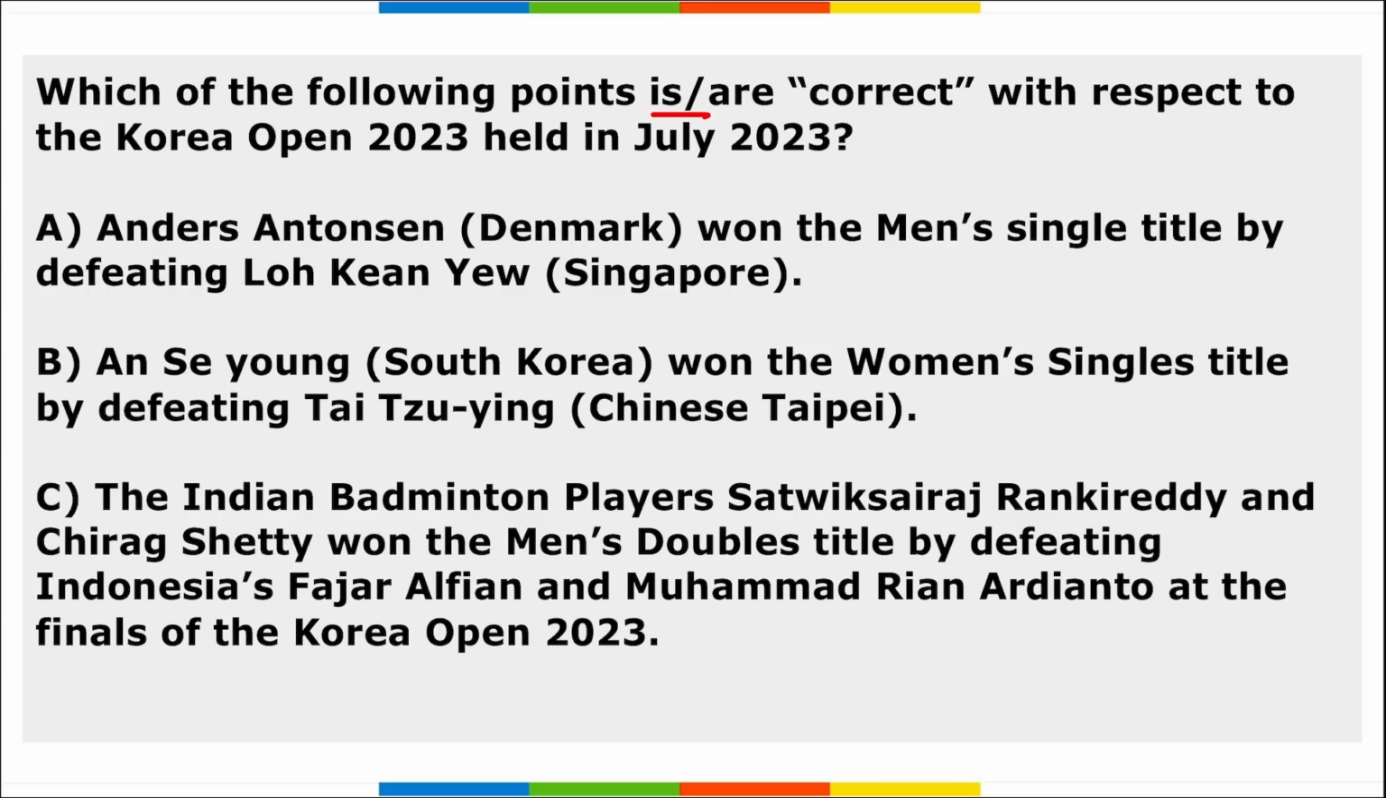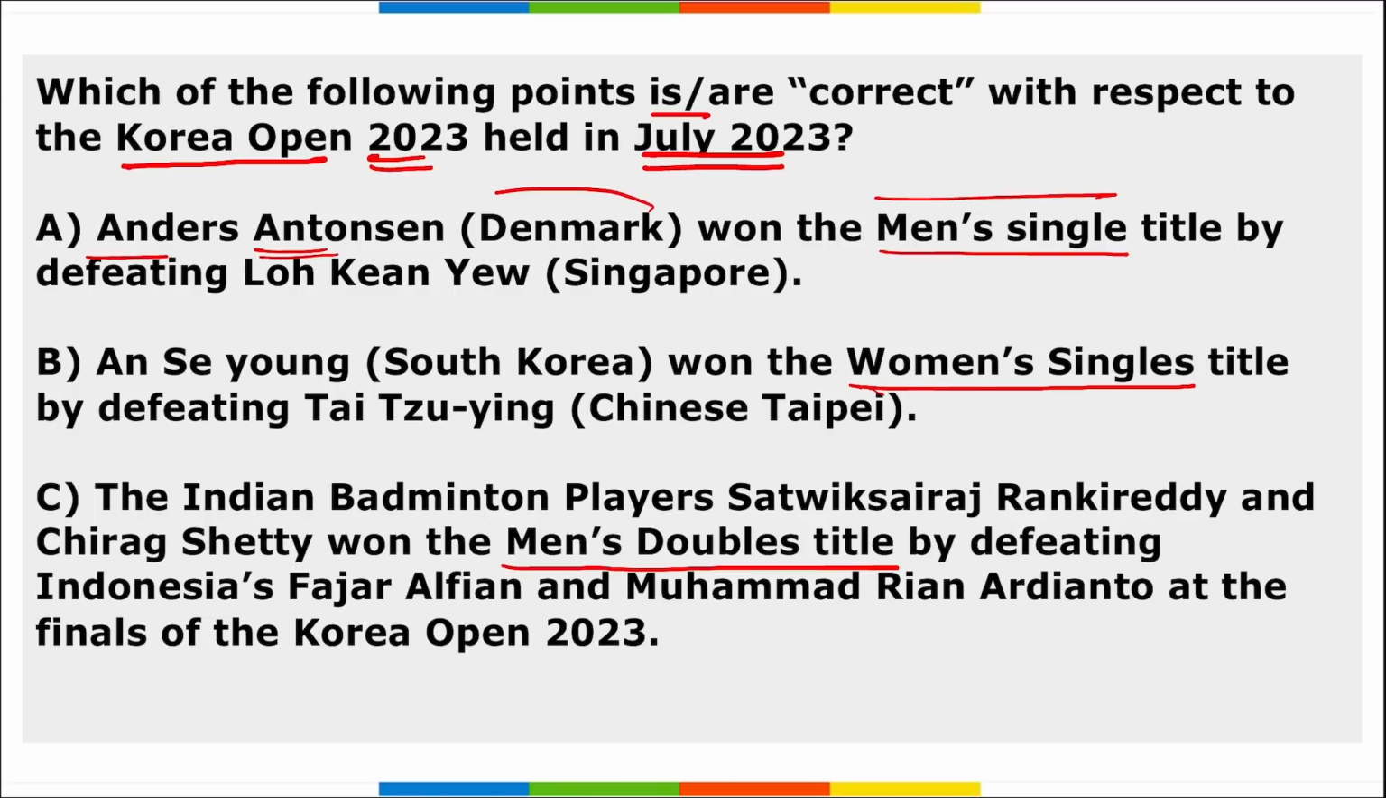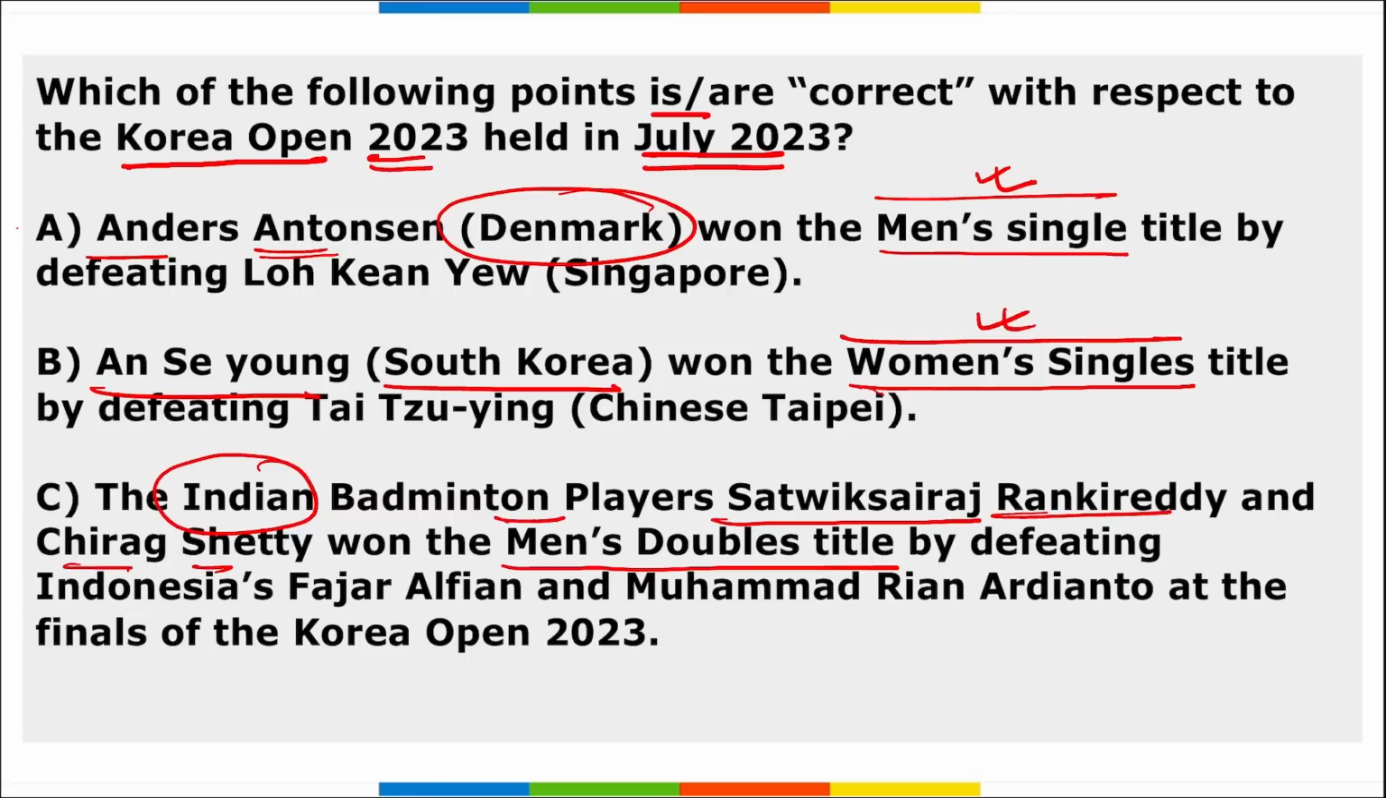Which among the following points are correct with respect to the Korea Open 2023 held in July 2023? If we look at the options here, we are talking about the men's singles title, the women's singles title, and then the men's doubles title, right? In men's singles, Anders Antonsen from Denmark has won the title. Similarly, for the women's singles title, An Se Young, from South Korea, has won. And for the men's doubles title, remember Indian badminton players Satwiksairaj Rankireddy and Chirag Shetty have won this title by defeating the Indonesian players in the final, right? So all these options are correctly mentioned.